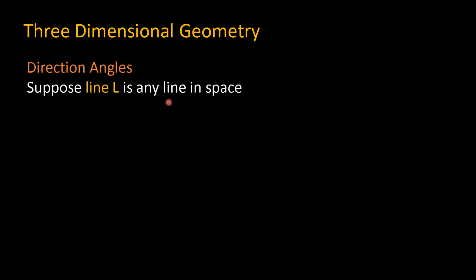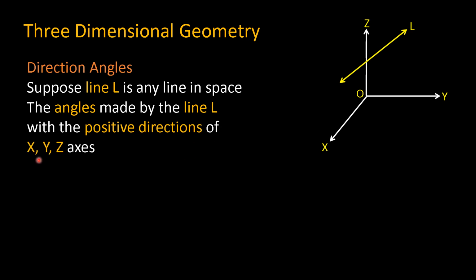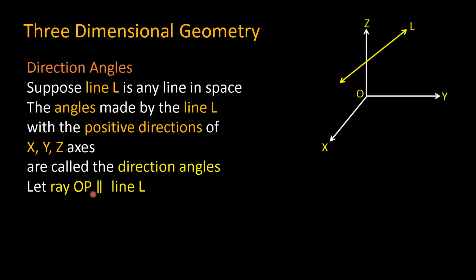Suppose line L is any line in space. The angles made by the line L with the positive directions of x, y and z axis are called the direction angles. Let ray OP be parallel to line L. The angles made by ray OP with the positive x, y and z directions will be the same as that made by the line L with the positive x, y and z directions.